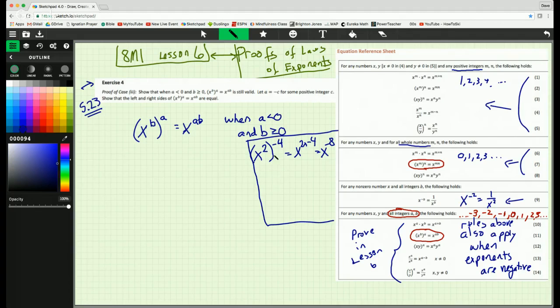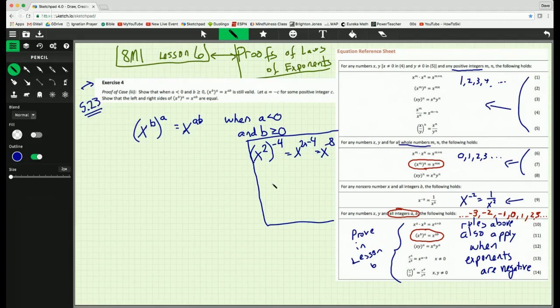So above we would have to do x squared to the negative 4. We'd have to then say, well, that's the same thing as 1 over x squared to the 4th, by rule number 9.